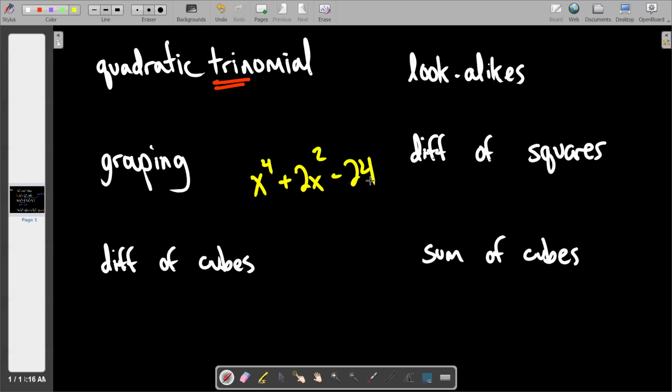Let's talk about this one, Kyla. What can this literally not be? There are 4 things on the board, just straight up, that I can just kill. What could it not be? None of the cubes and not a difference of squares.